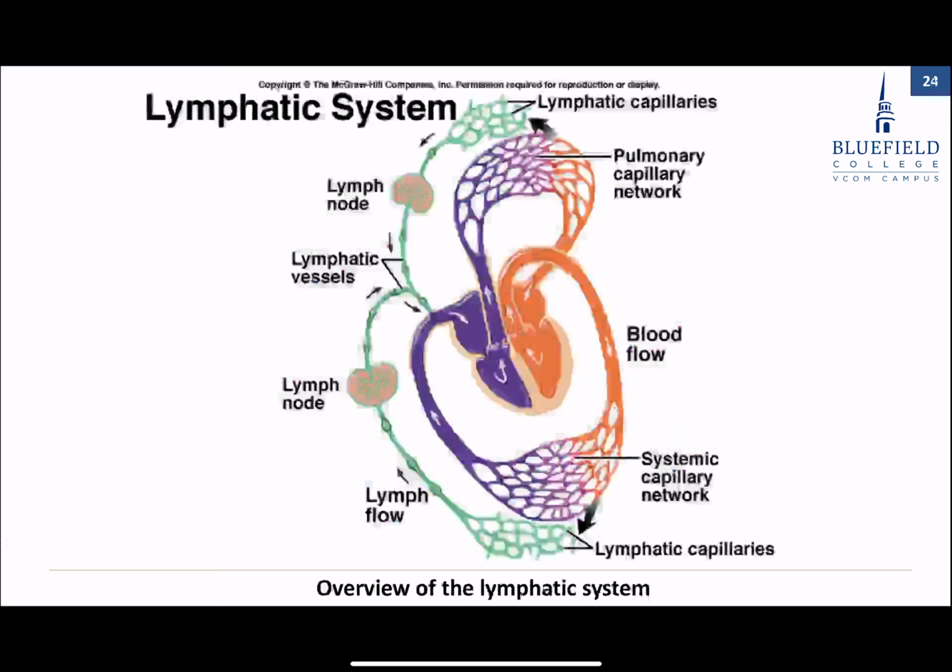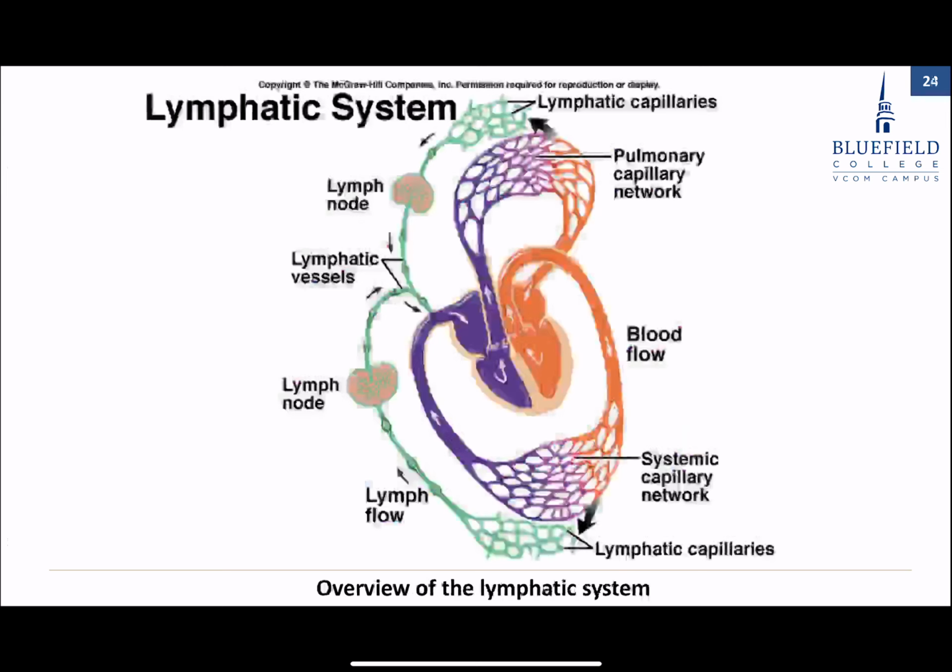Lymphatic vessels are not pumped by the heart. Once again, they use that skeletal muscle compression as well as your respiratory mechanism in terms of pushing on the walls there, and they've got valves just like the veins have.